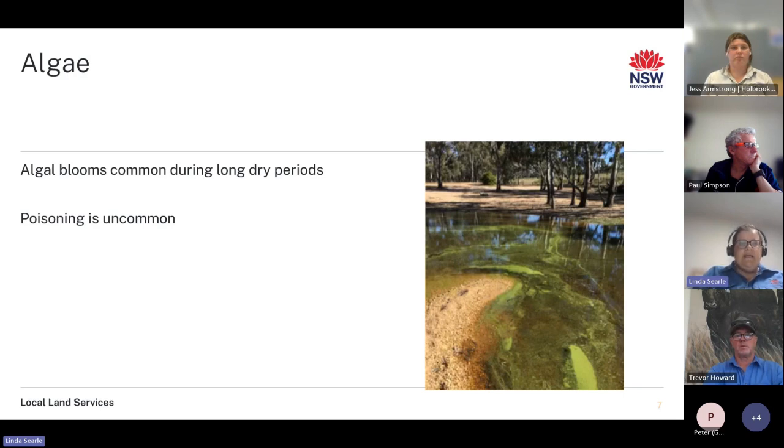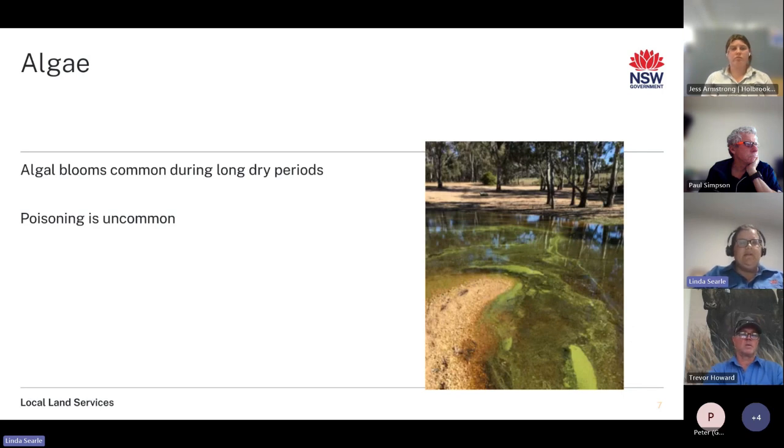The other thing to consider is if you do have an algal problem, like obviously if you have an uncontaminated source that you can give them access to, that's obviously the best thing to do. However, if you're considering treating a dam or a trough for algae, you really need to think about how you're going to do that and allow time, because usually what happens when you kill algae is that if it does produce toxins, it will produce the toxins as it dies. So you can't assume that just because the algae is gone, the water is safe to drink straight away.